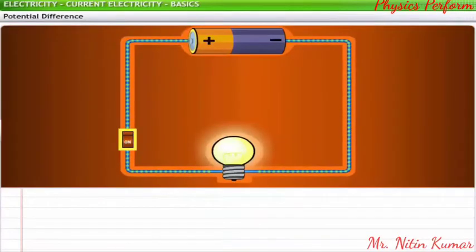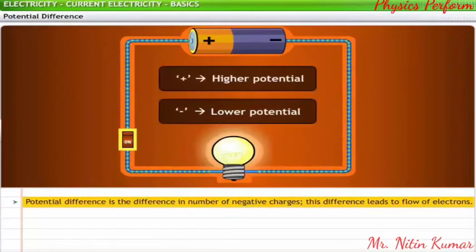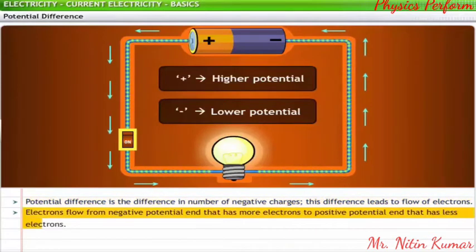Electric current is a result of potential difference across 2 points in a conductor. Potential difference is the difference in number of negative charges that leads to flow of electrons. Electrons flow from negative potential, that is, the point with more electrons, to positive potential, that is, the point with less electrons. Whenever there is a potential difference, the current flows from the positive potential end to the negative potential end.